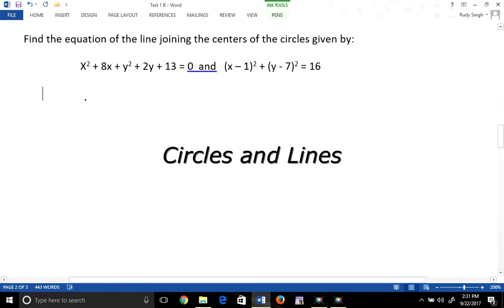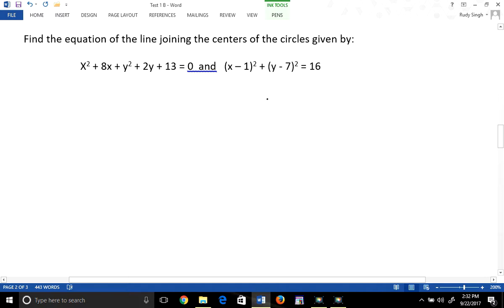Alright, this problem says you want to find the equation of a line that joins the centers of these two circles. And there's two circles we have here. X squared plus 8x plus y squared plus 2y plus 13 equals 0. And we have another circle, x minus 1 squared plus y minus 7 squared equals 17. So we want a line that's joining these two circles. So this is a circle, this is a circle, they both have centers, and we're going to draw a line through the 2 points. What's the equation of that line?